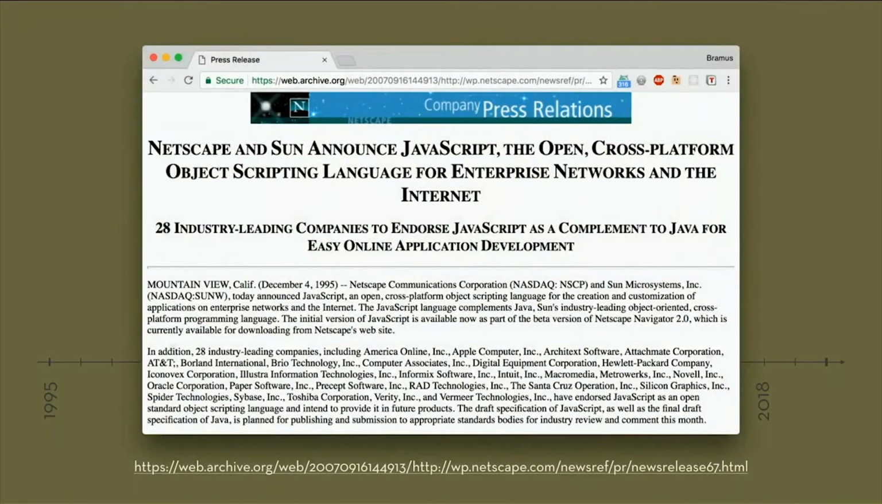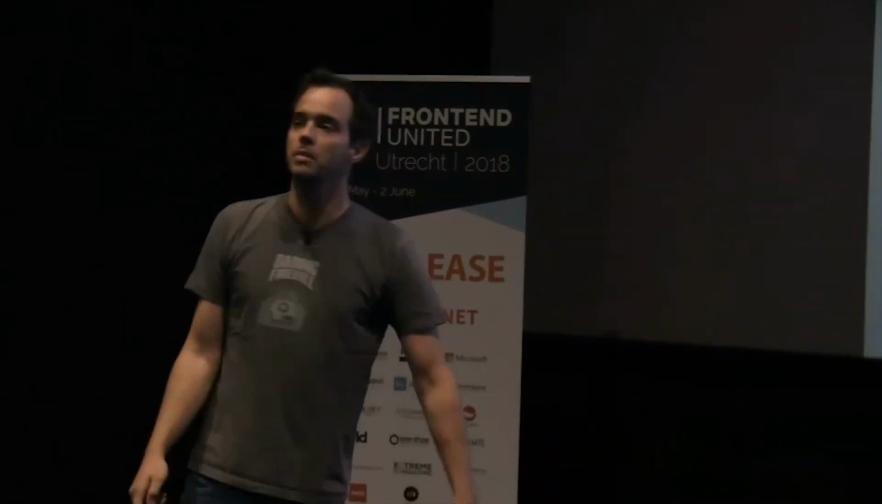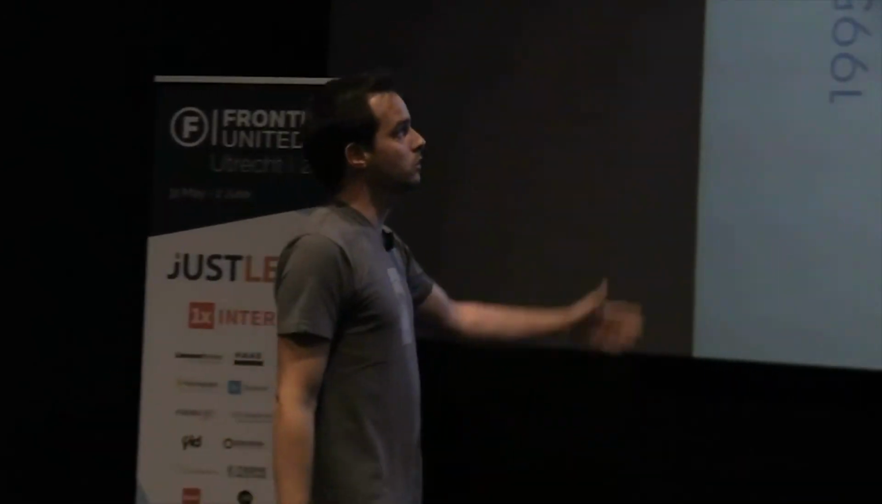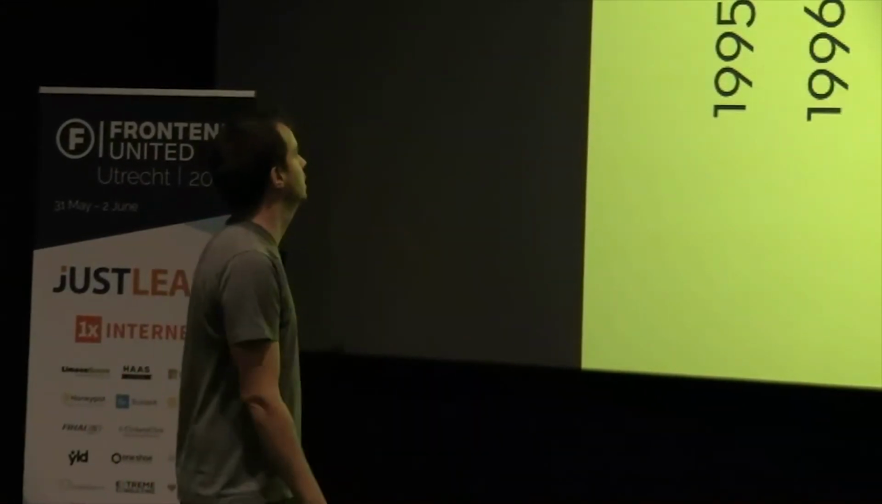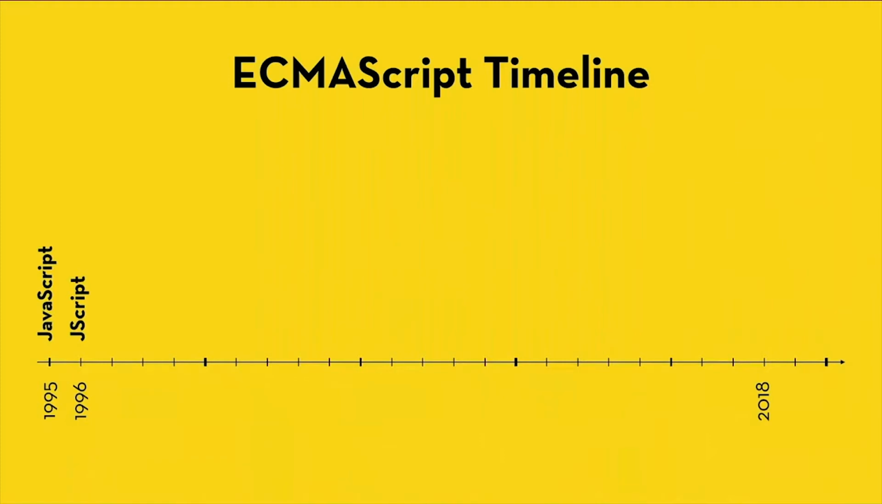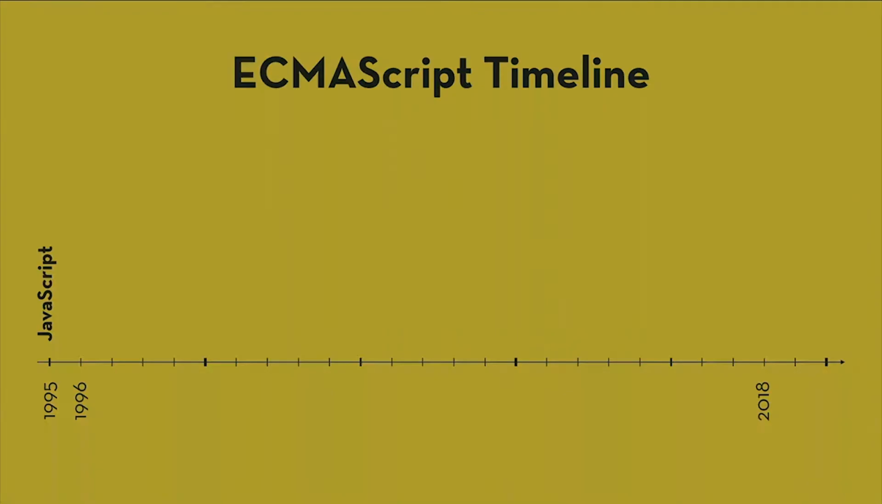In 1995, this came up onto the Netscape website. Netscape and Sun announced JavaScript, the open cross-platform object scripting language for the internet. Whoa, amazing. They did this announcement and they launched JavaScript. Very great. Brendan Eich, the inventor of JavaScript, wrote that thing. In 1996, JScript came out, so that was Microsoft. They said, this JavaScript thing, kind of interesting. We're just going to copy that, reverse engineer it and re-implement it, but we're not going to call it JavaScript, we're going to call it JScript. Kind of the same.